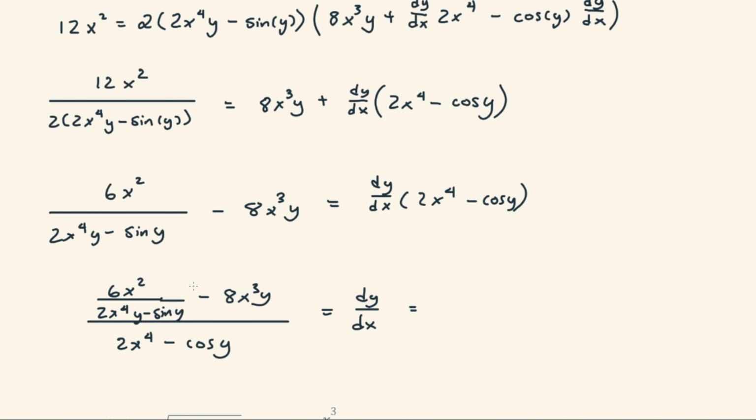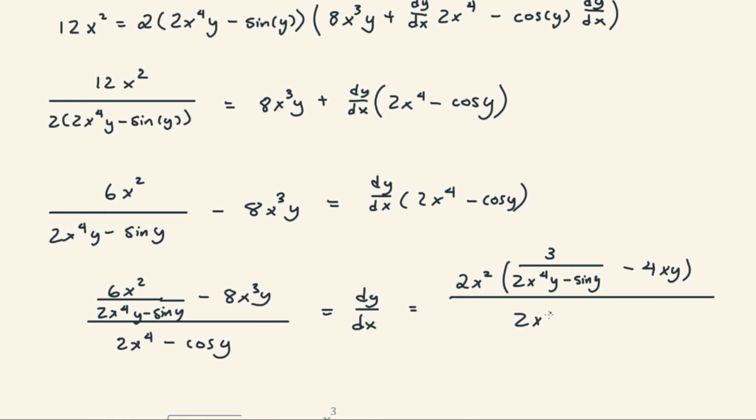We can factor out a 2x squared on top, so we've got 2x squared, and here we've got 3 divided by 2x to the 4y minus sine y minus 4xy, all divided by 2x to the 4 minus cos y. Okay? Yeah, leave it like that. All right.